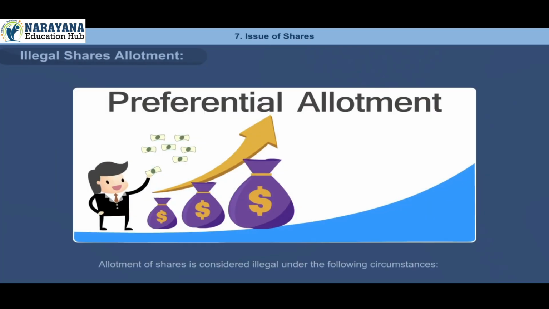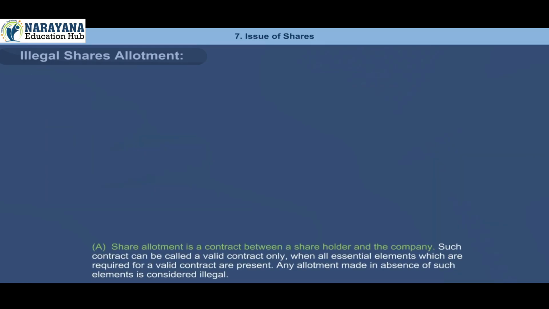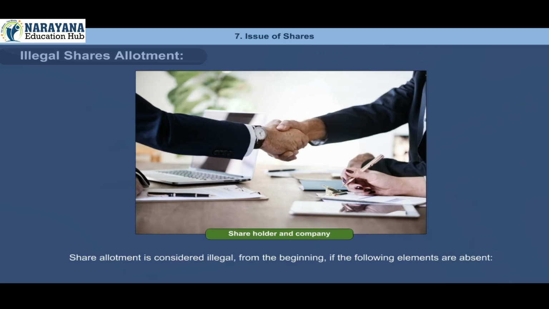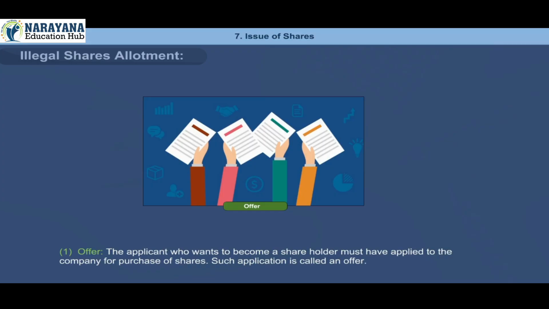Illegal shares allotment. Allotment of shares is considered illegal under the following circumstances. A. Share allotment is a contract between a shareholder and the company. Such contract can be called a valid contract only when all essential elements which are required for a valid contract are present. Any allotment made in absence of such elements is considered illegal. Share allotment is considered illegal from the beginning if the following elements are absent. 1. Offer. The applicant who wants to become a shareholder must have applied to the company for purchase of shares. Such application is called an offer.